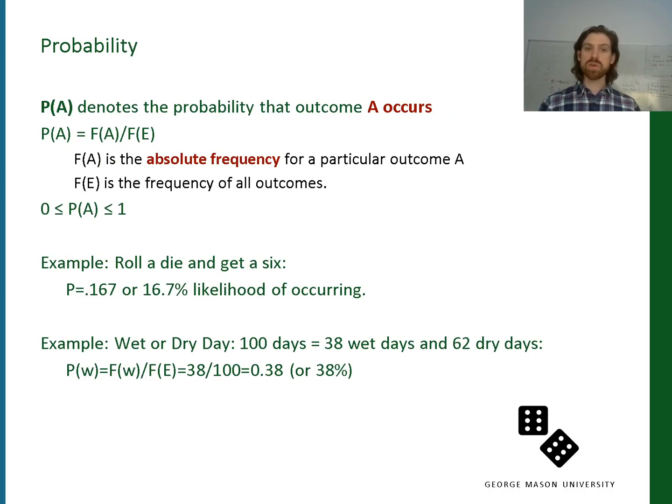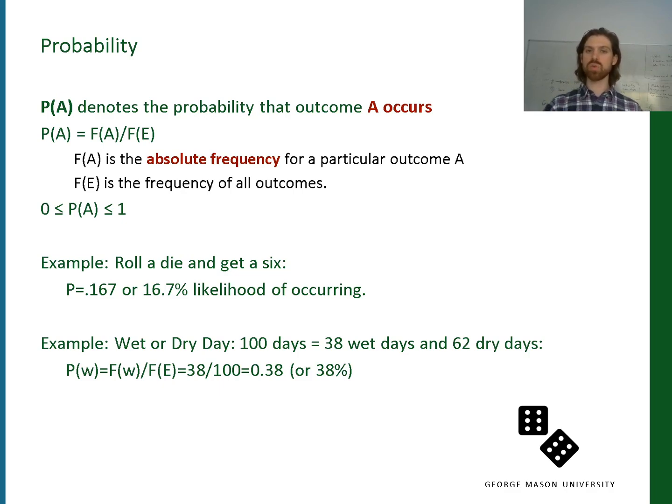So we've discussed probability and defined what that is, but what does that mean mathematically? The probability of A, P(A), denotes the probability that outcome A might actually occur. How do we define what P(A) is? We take the absolute frequency of a particular outcome A, and divide it by the frequency of all outcomes. That gives us a value between 0, where the outcome is definitely not going to occur, and 1, where we're certain that this outcome is going to occur. This is going to be fairly central to how we understand probabilities as we move through this course.